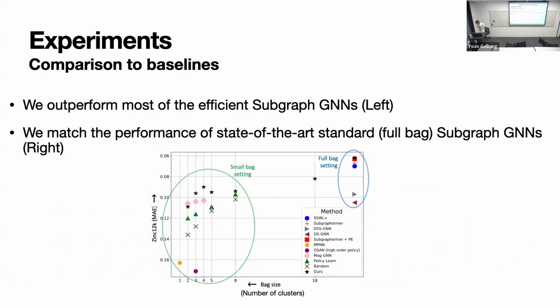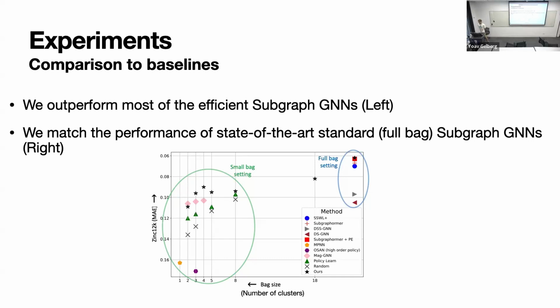Okay, to benchmark our method, we did the following experiment. What you see here is results on ZINC 12K. The y-axis is the MAE, and it is inverted, so higher is better. The x-axis is the bag size, or the number of clusters, or the number of subgraphs. And we benchmarked against efficient subgraph GNNs, that's the cluster on the left, and full-bag subgraph GNNs, that's the cluster on the right.